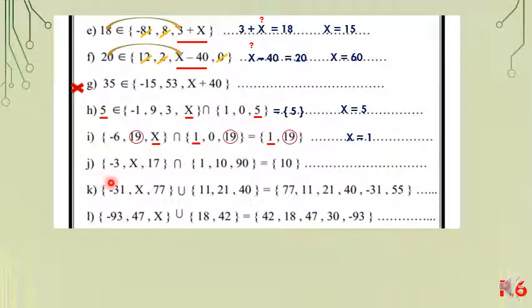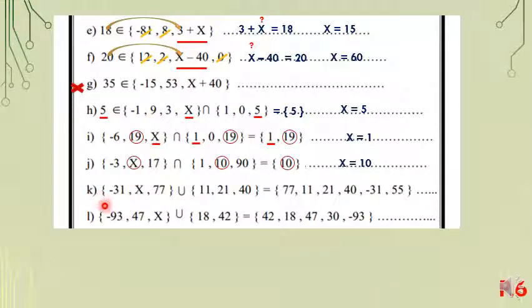Letter J. Negative 3, x, 17 intersect 1, 10, 90 equals 10. So here we have 10. The answer has 10. So this x must be what? 10.